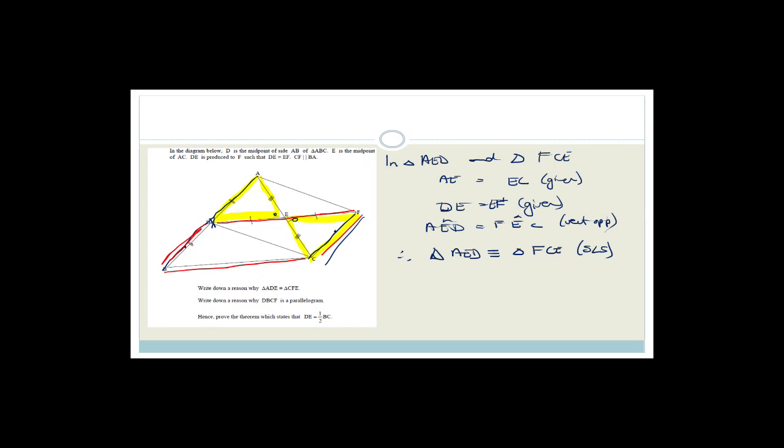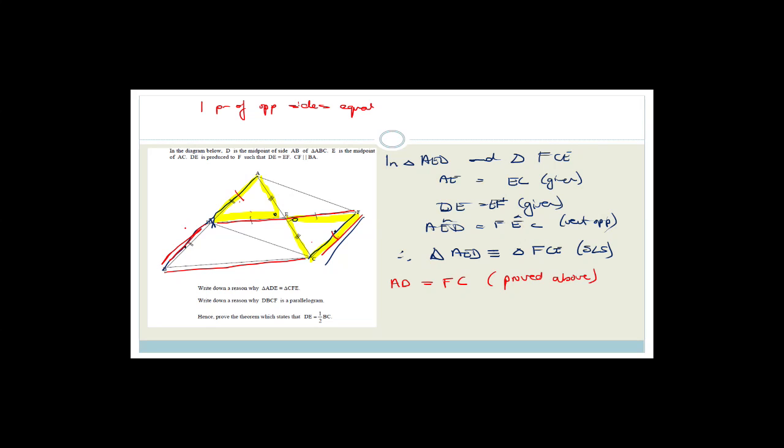Do you agree that we know that these two triangles are congruent? We know that ADE is congruent to FCE, okay? Therefore, we know that this side here is equal to that side. So we can say we know that AD is equal to FC in length, as proved above. You don't have to write it down. Just the fact that you proved that those two triangles are congruent is enough, okay? Right, so because of that, we now know that this is equal to that, which is equal to that. So it's one pair of opposite sides being equal.